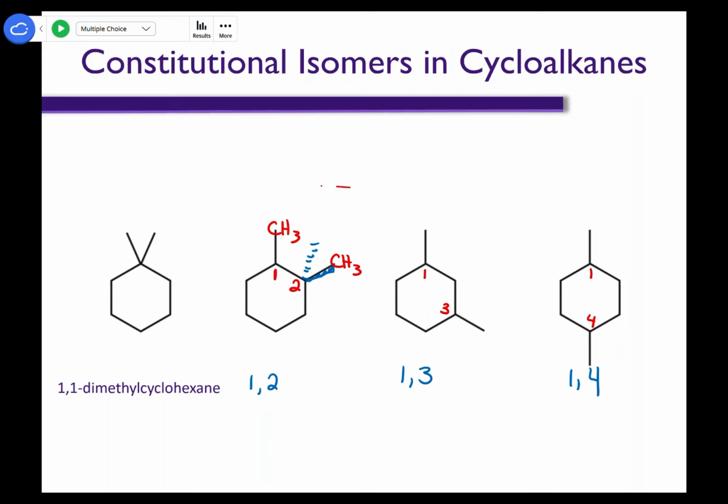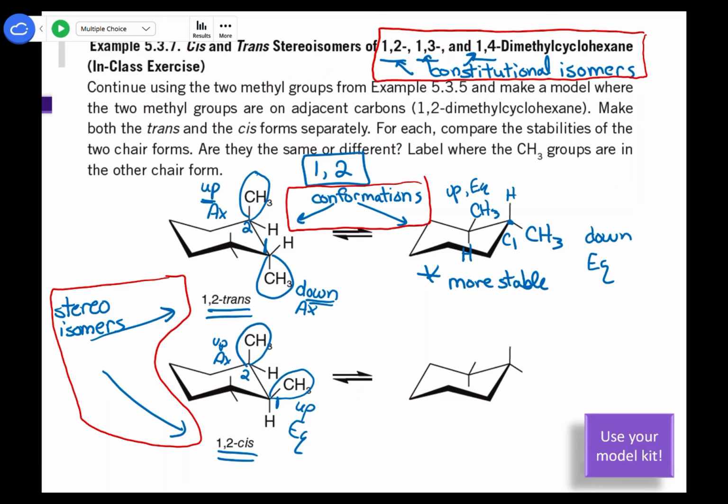We could look at one of these constitutional isomers. We're going to choose 1,2-dimethyl cyclohexane. And we can also have stereoisomers from this molecule. We could have both methyl groups pointing towards you. That would be a cis 1,2-dimethyl. Or we could have one pointing towards you and one pointing away from you. That would be the trans 1,2-dimethyl. Those would be stereoisomers. And that's what we were building in this very messy example.